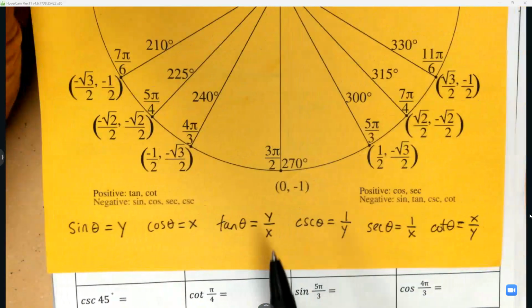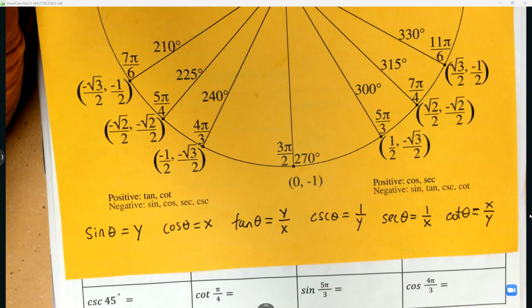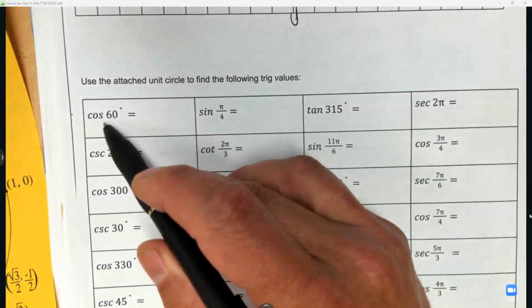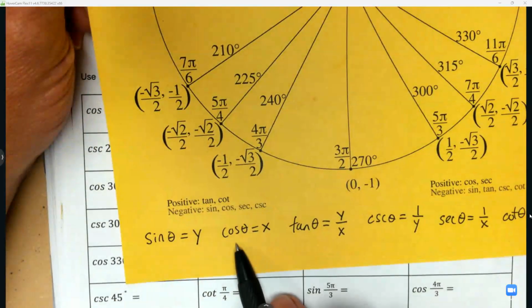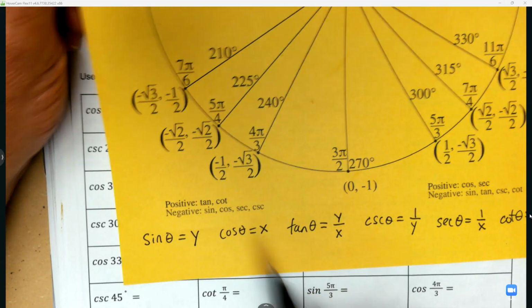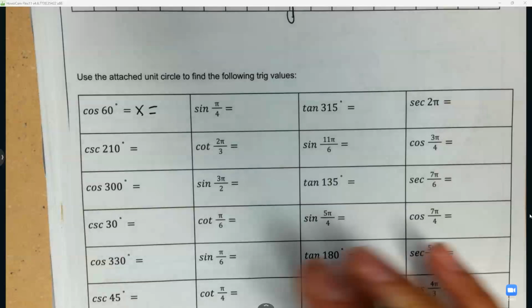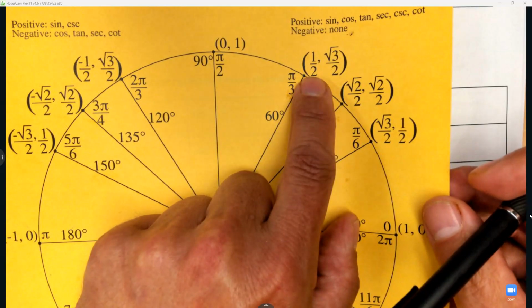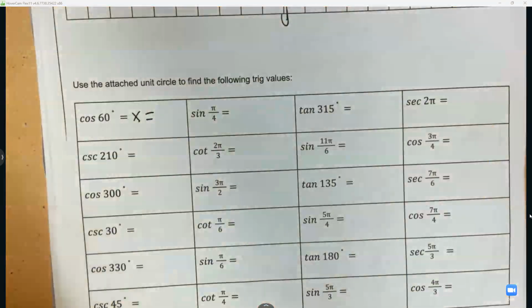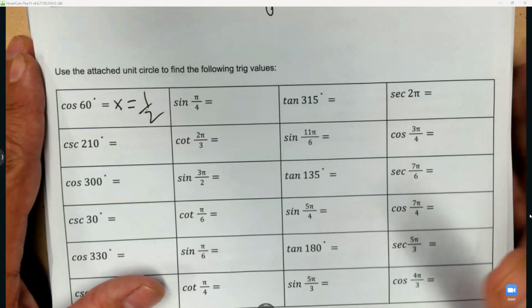So we're going to follow these rules here, where sine is y, cosine's x, and so on. So when I look to see what's cosine at 60, I'm going to write down the rule first. So cosine is x. It's the x coordinate. Then I'm going to find where is 60 degrees on the circle. And then what's the x coordinate there? That's the first number. And then write down the answer. That's it. Sine and cosine are really simple.